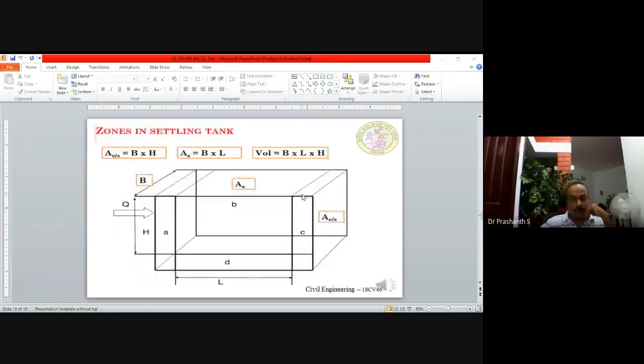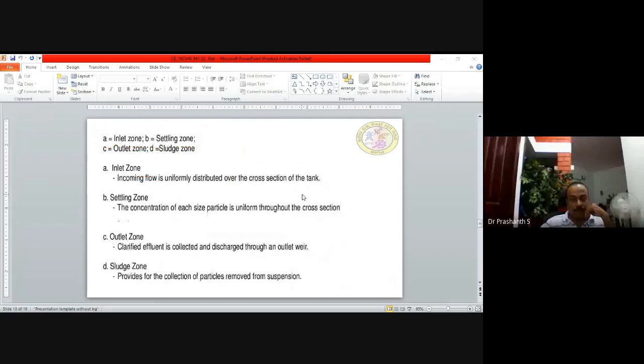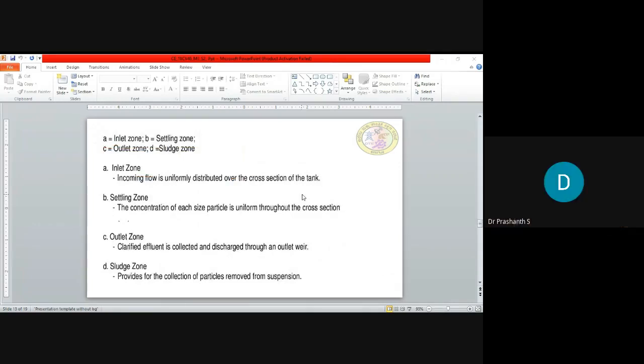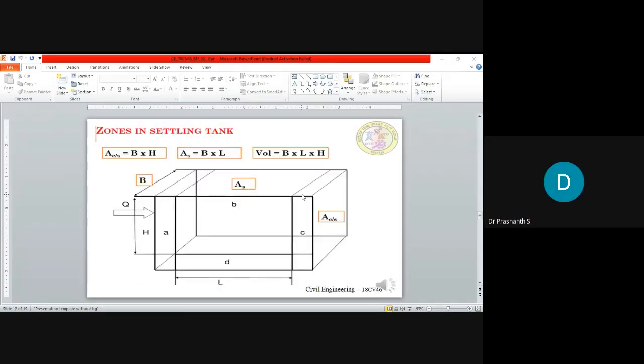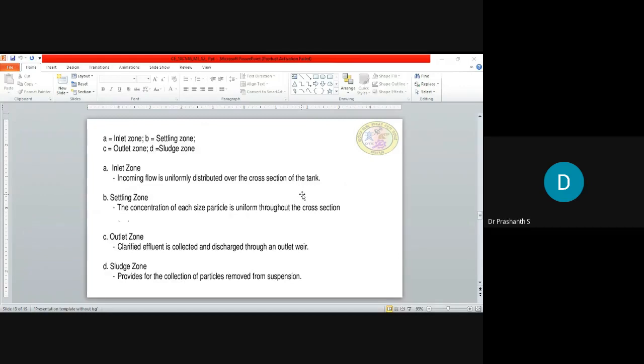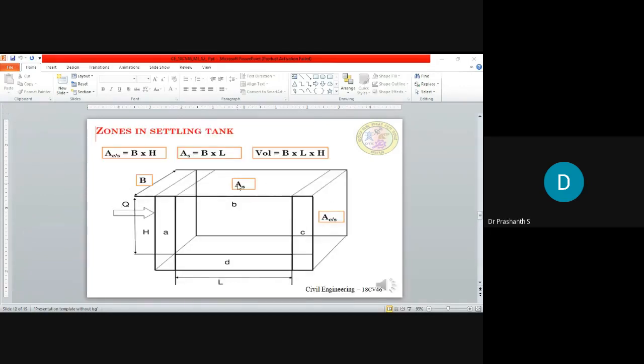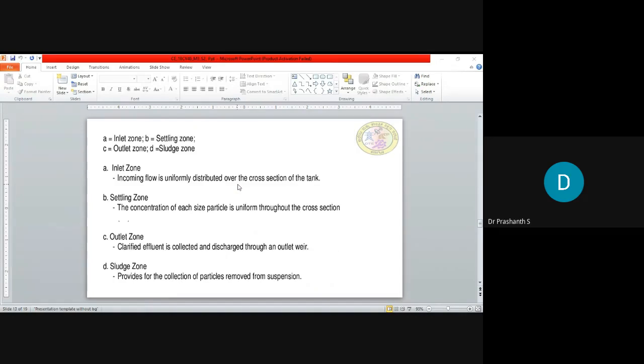And you can see here A is the inlet zone where the water enters, and we have to construct a baffle wall there so that the particles are disturbed. Then B is the settling zone where settling takes place. C is the outlet zone and D is the sludge zone.